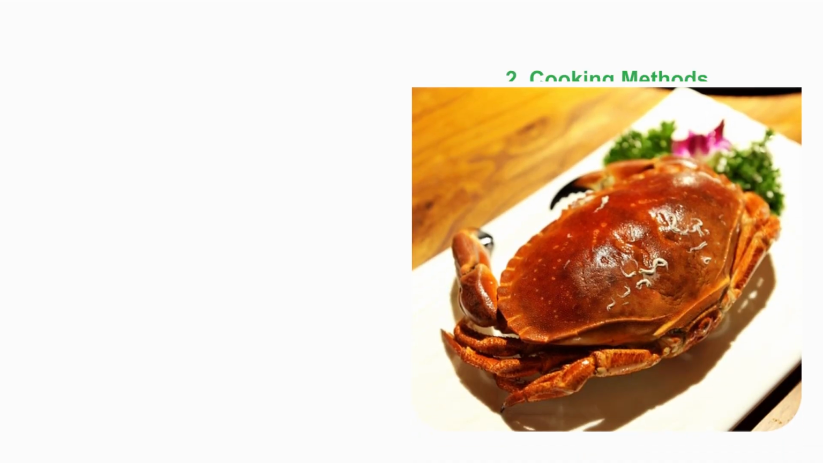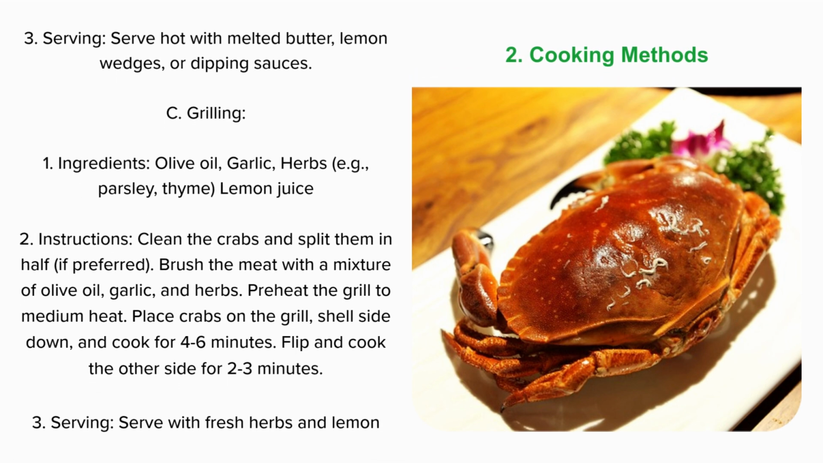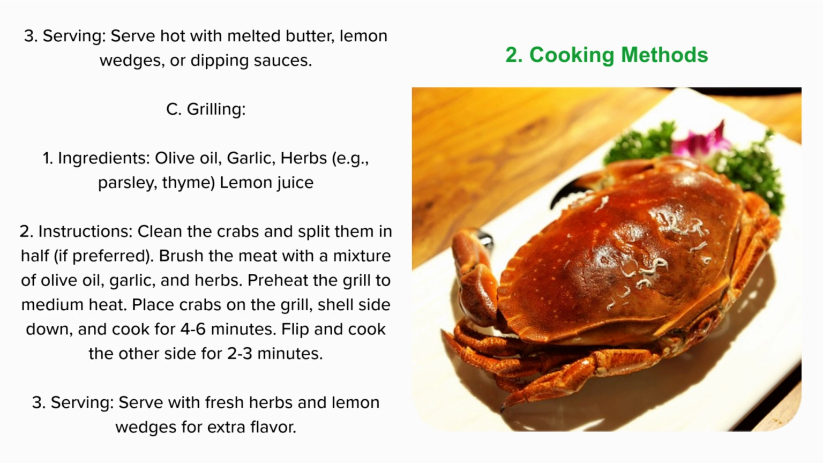Two. Cooking methods. D. Baking. 1. Ingredients. Bread crumbs, garlic, butter, cheese (optional). 2. Instructions. Preheat the oven to 375 degrees Fahrenheit, 190 degrees Celsius. Clean the crabs and arrange them on a baking tray. Mix bread crumbs with melted butter, garlic, and cheese. Sprinkle the mixture over the crab meat. Bake for 10 to 15 minutes or until golden brown.